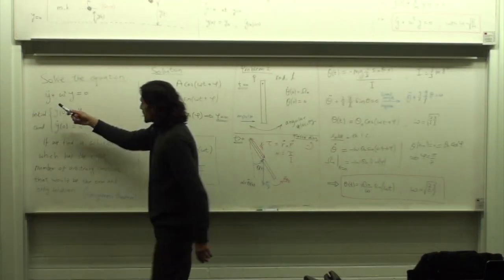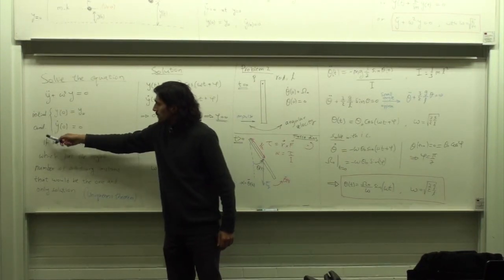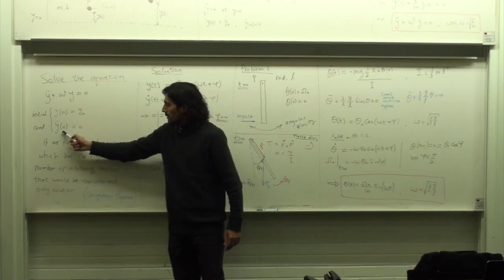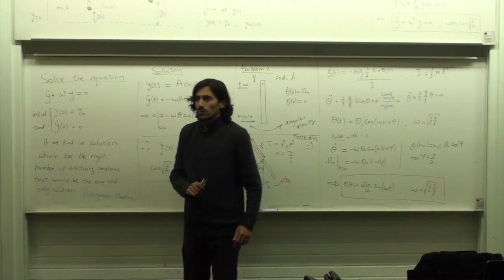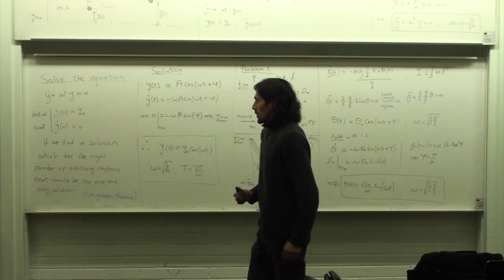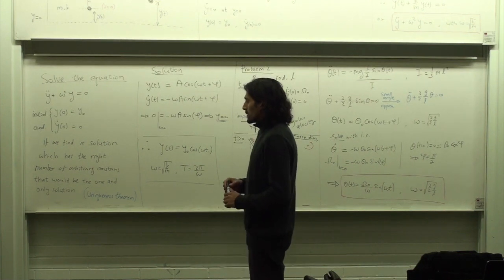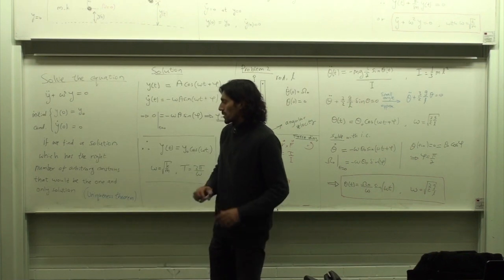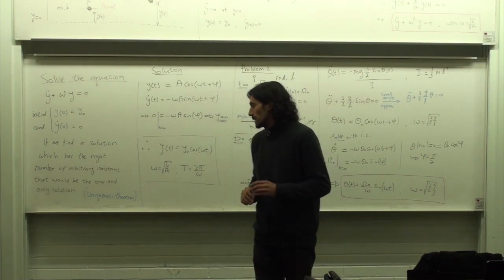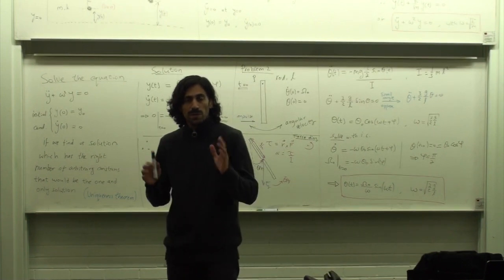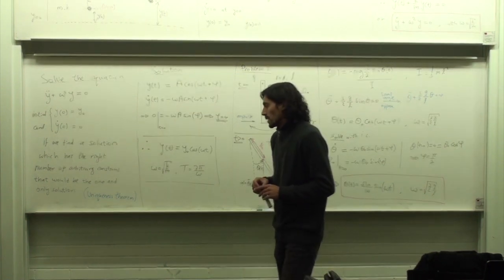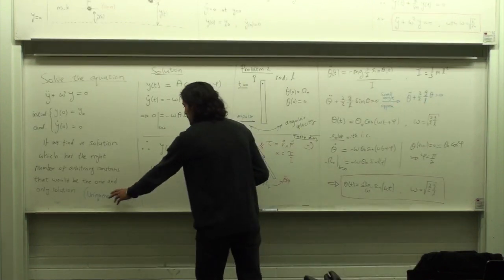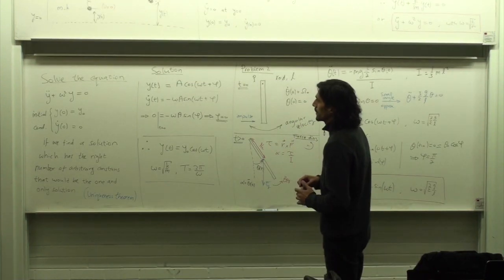Alright, so we solve the equations. This is our equation. We have the initial conditions: y at time equals 0 equals y0, that is given. And the velocity at that time is also 0. If we find a solution which has the right number of arbitrary constants, that would be the only solution. So that would be the one and only solution for the system. And this one can show using the uniqueness theorem.